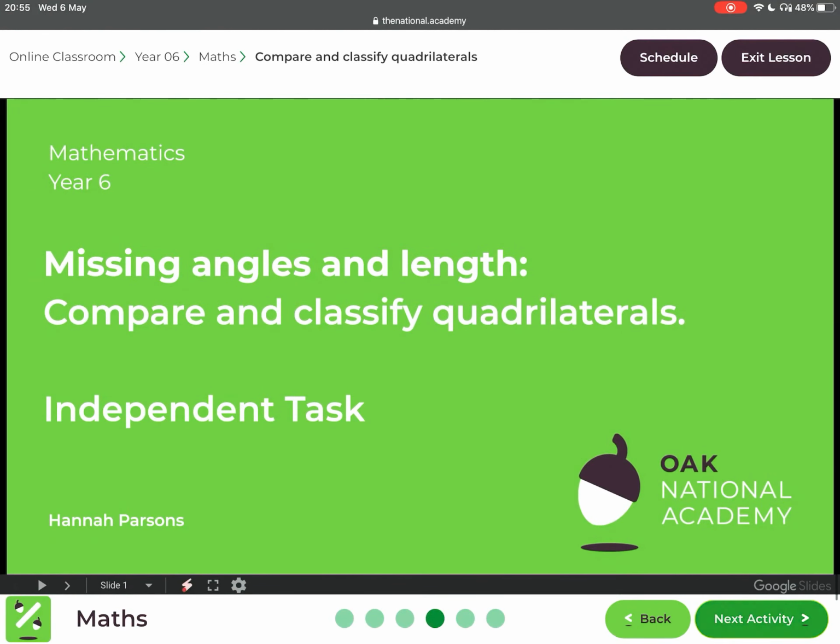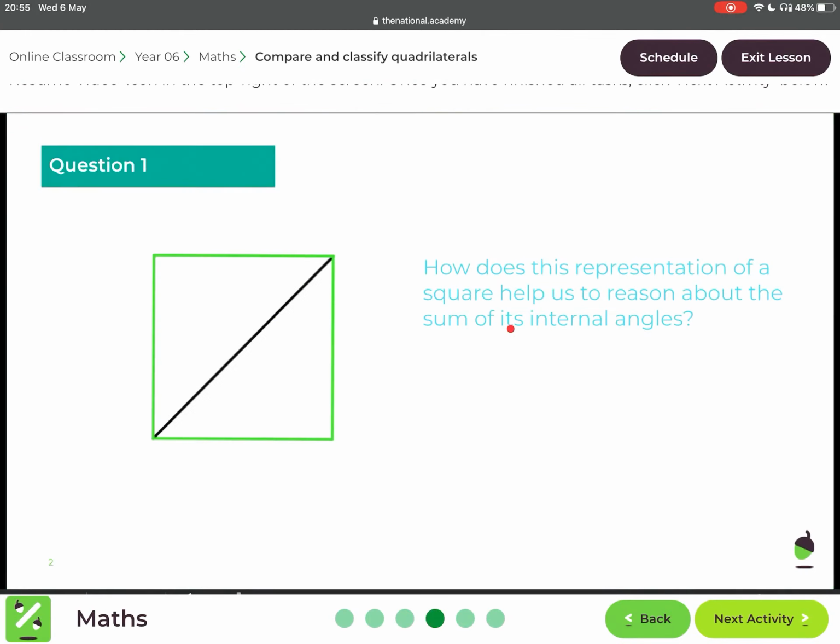So then you have your independent task here. Question 1. How does this representation of a square help us reason about the sum of its internal angles? So your answer could be something similar to this. As we know, the sum of the angles in a triangle is 180, and the square is made up of 2 triangles. So 180 degrees and 180 degrees would make 360 degrees.